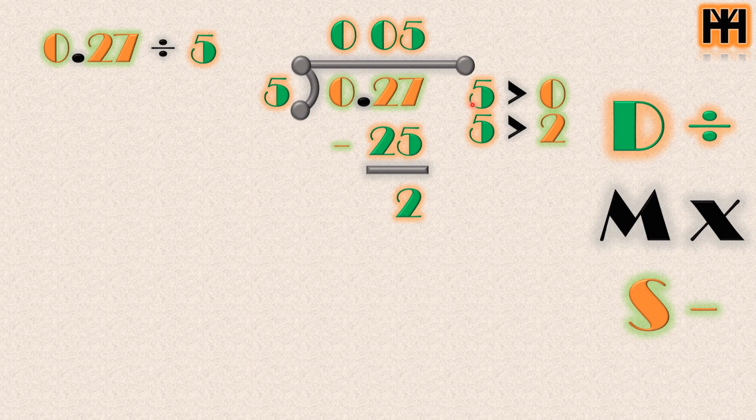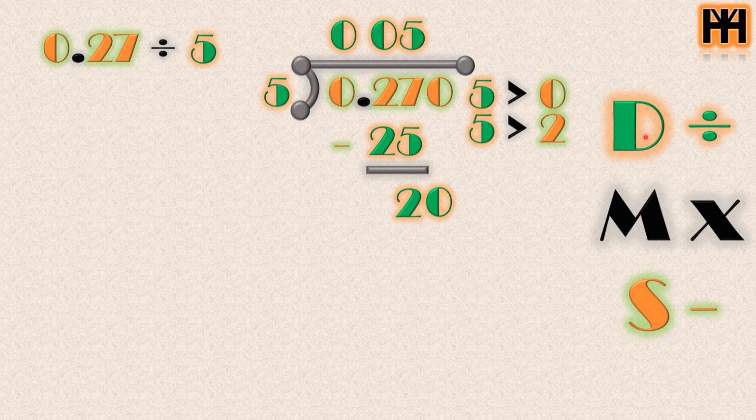Okay, that's it? No, that's never it. Remember, after the decimal point, we can have as many zeros as we want. So it's 0.27, 0.270, or 0.2700. So there is a 0 here. Take it down. Now it's 20. And our typical question, or again, the cycle will be repeated.